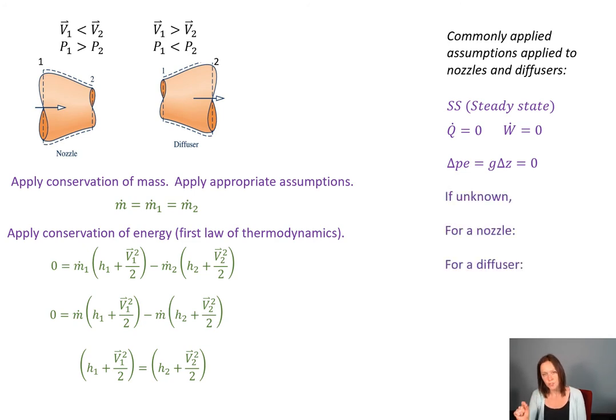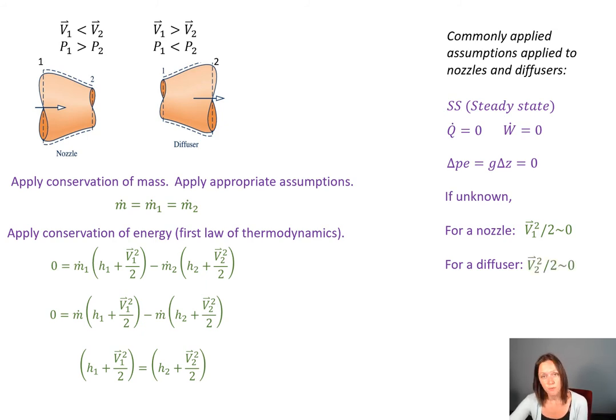Now, one extra assumption that you can make for a nozzle: you see that it speeds the flow up. So the velocity at the outlet is bigger than the velocity at the inlet. Now, if I look at that first law, I see that those velocities are squared. So if V2 is bigger than V1, V2 squared is going to be a lot bigger than V1 squared. And so if you don't know the velocity at the inlet, you can go ahead and ignore it and just say that it's approximately 0.